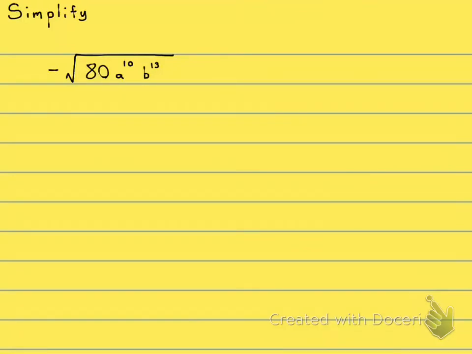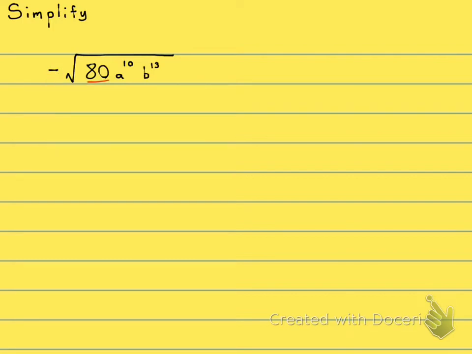All right, we're going to simplify this radical, and it is a square root. It's a negative square root, right? There's a negative sign out there, and this negative sign really doesn't have anything to do with the radical. It's just going to keep dropping down, and our answer in the end will be negative.